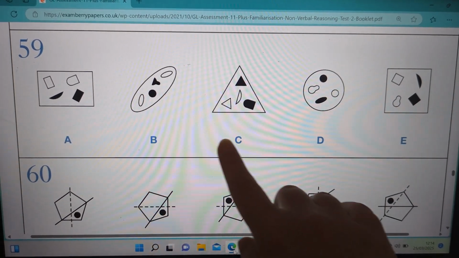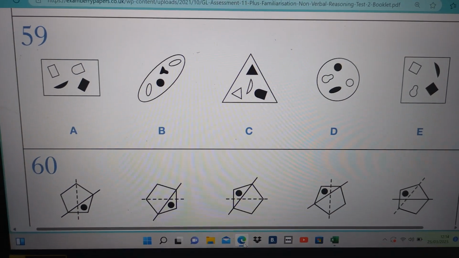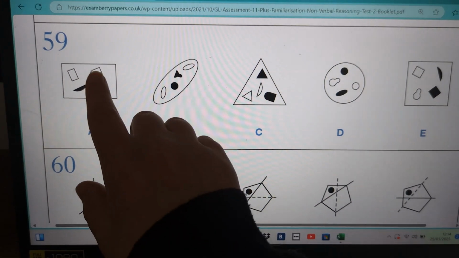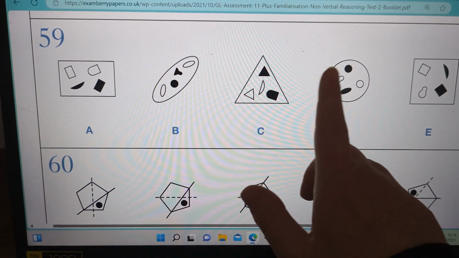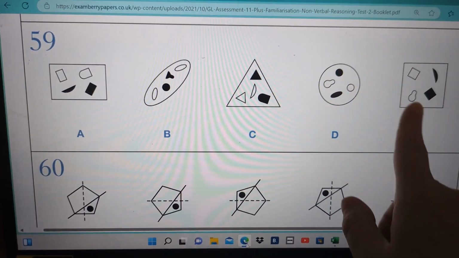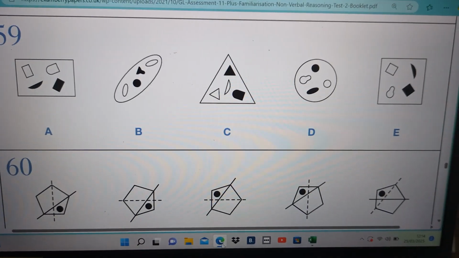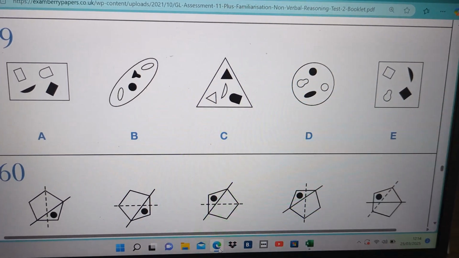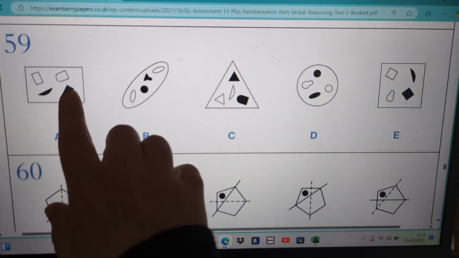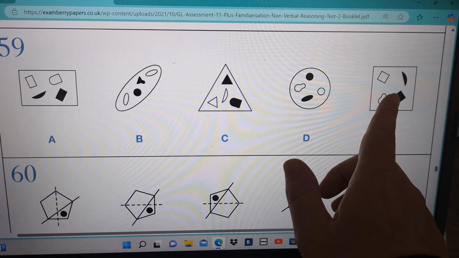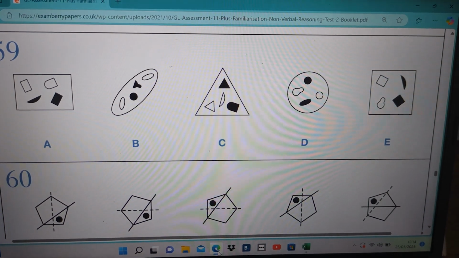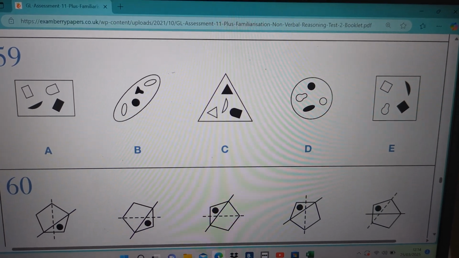Okay, this is the question we're going to look at. So I've noticed that we've got all different shapes inside the bigger shape, so I don't think it's got anything to do with having to have a specific shape within the bigger shape. Notice that we've got 2 black and 2 white within each of the shapes.